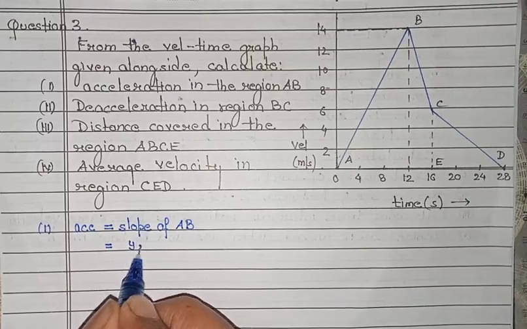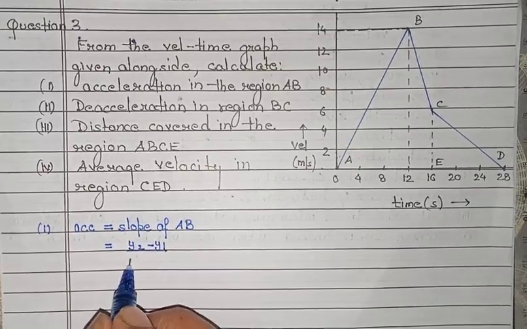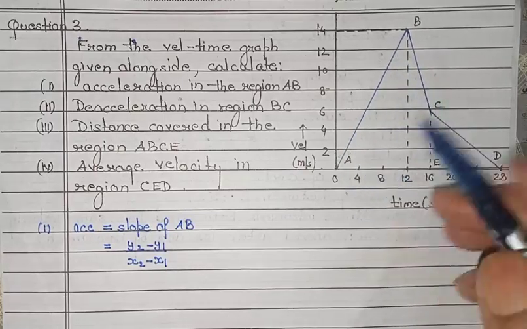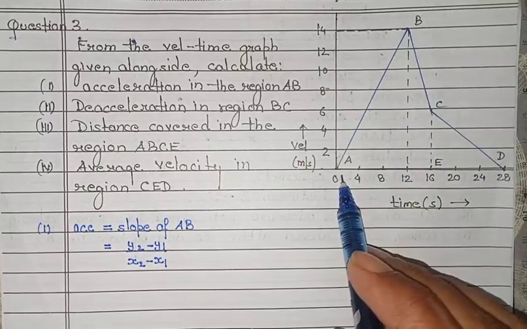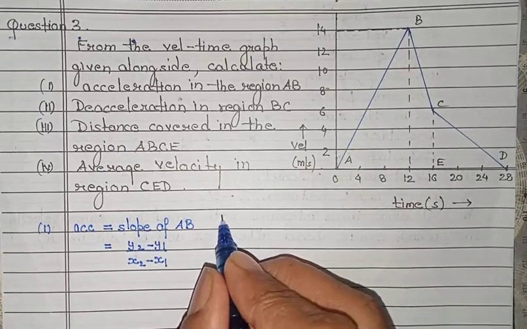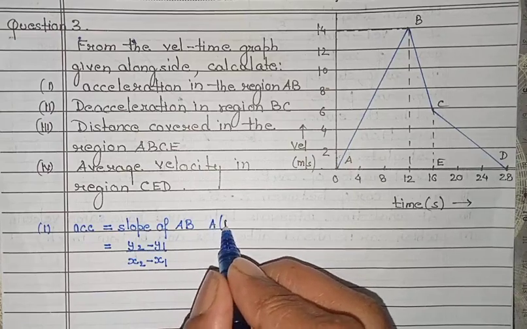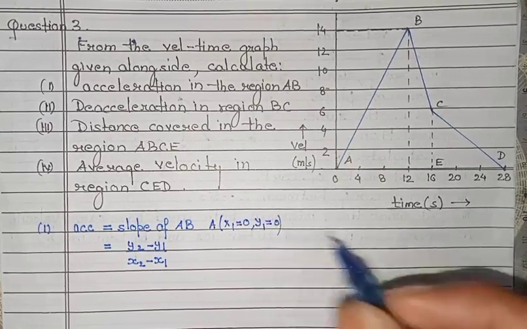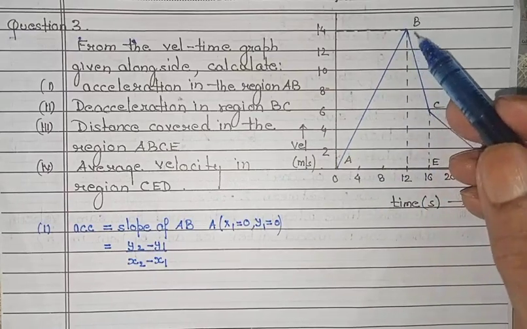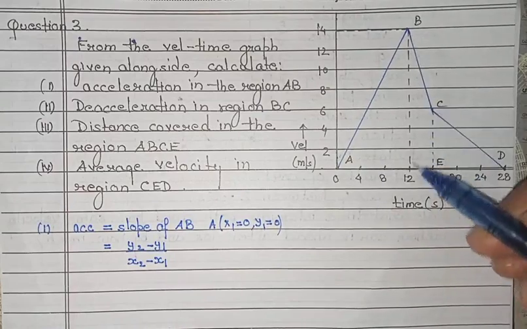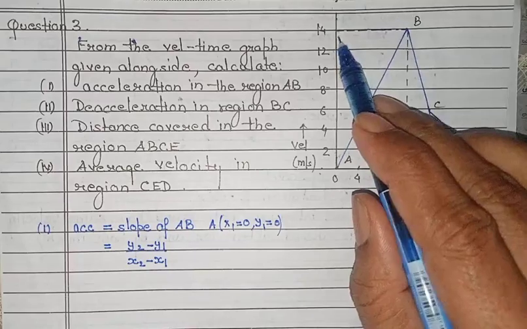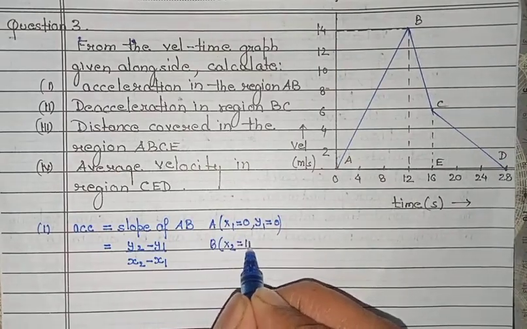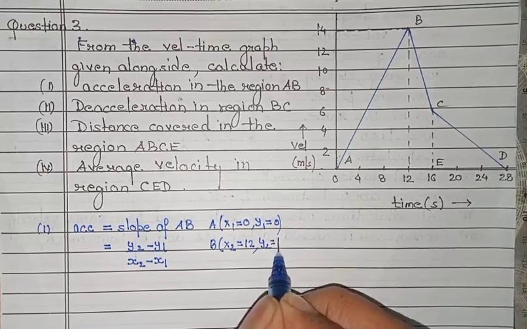So you will be using the formula y2 minus y1 upon x2 minus x1. Now for these 2 points A and B, as you can see, A is on the origin, so for point A, x1 is 0 as well as y1 is also 0. Considering the second point B, at B the value of x is 12 and for y it is 14. So for B, x2 is 12 and y2 is 14.